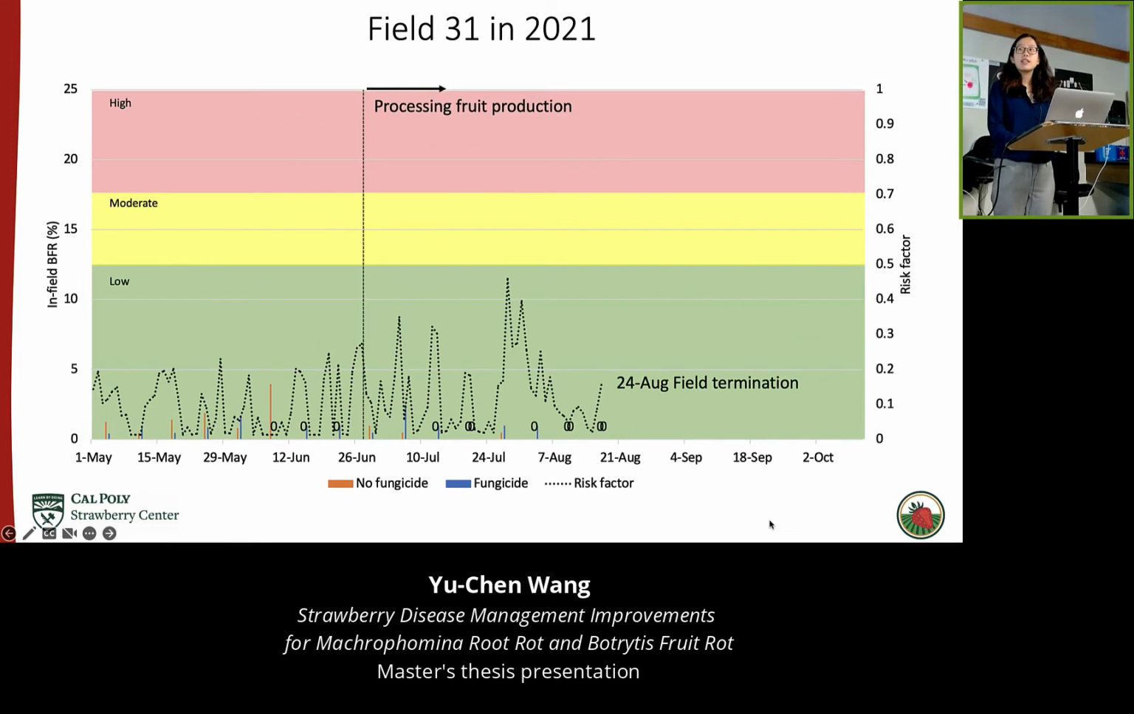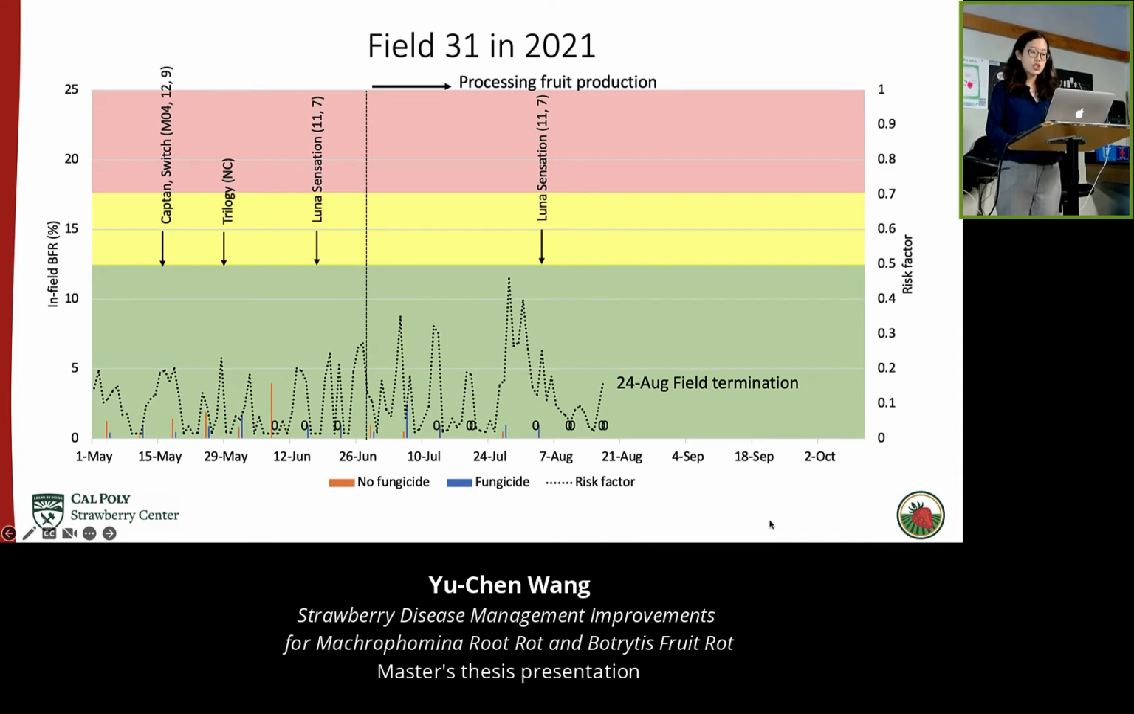For the inland dry field 31, we also see the dotted line for the risk factor, applying that to low, moderate, and high risk. We see that it never goes above moderate or high risk in this field. However, growers still apply some fungicide in this field. For the fresh fruit market, they have 3 fungicide applications, and the predicted spray count is only 0.